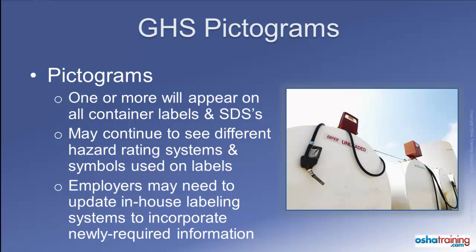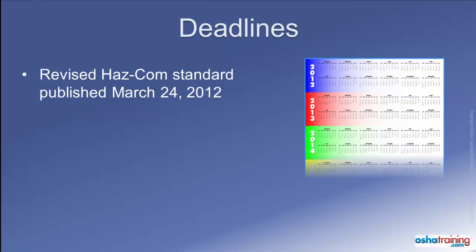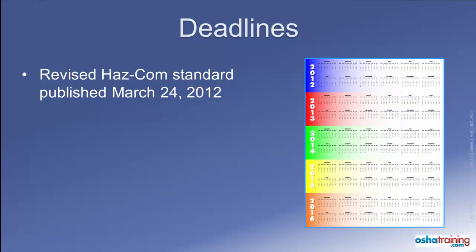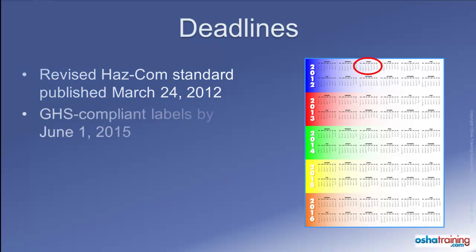Speaking of deadlines, here is an overview of some very important dates. The revised Hazard Communication Standard, which requires the use of GHS compliant labels on containers, was published on March 24th of 2012, and OSHA is giving manufacturers and distributors of hazardous chemicals and products until June 1st of 2015 to make sure all containers display the updated labels.